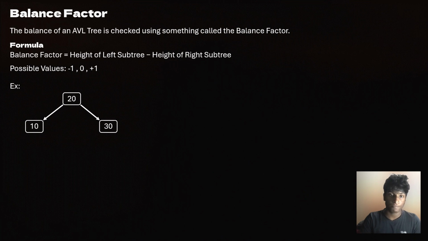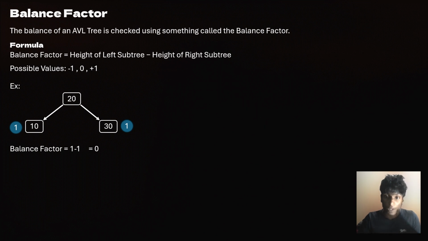Now let's understand this with a simple example. So here, 20 is the root node, and it has 10 on the left side and 30 on the right side. So the left subtree height is 1 and the right subtree height is also 1. Now we apply the formula. 1 minus 1, which is equal to 0. So this tree is perfectly balanced.